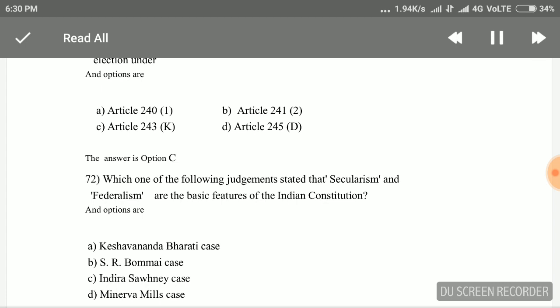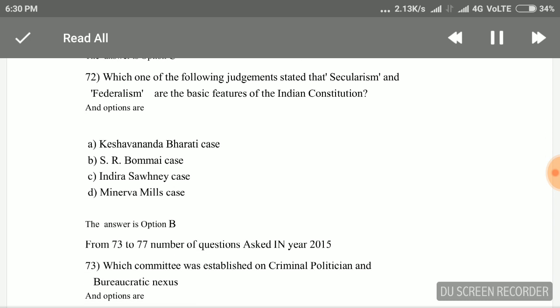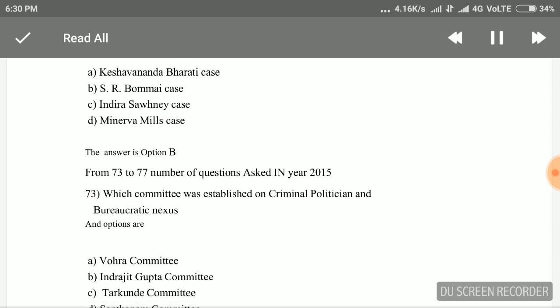72. Which one of the following judgments stated that secularism and federalism are the basic features of the Indian Constitution? And options are A. Keshavananda Bharati case, B. S.R. Bommai case, C. Indira Sawhney case, D. Minerva Mills case. The answer is option B.